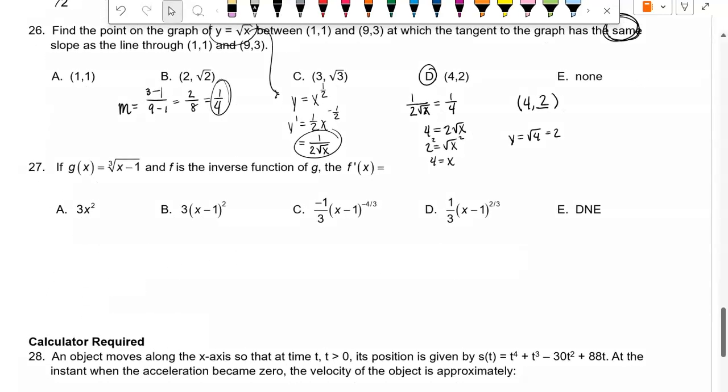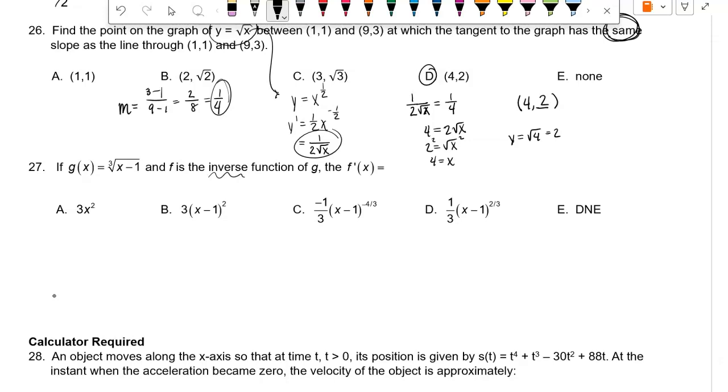And number 27, we've got g of x equals the cube root of x minus 1, and f is the inverse function of g, then f prime of x equals something. So if f is the inverse function of g, in order to find an inverse, as we talked about weeks and weeks ago, we need to switch our x and y's and then solve for the new y. That's how to find an inverse.